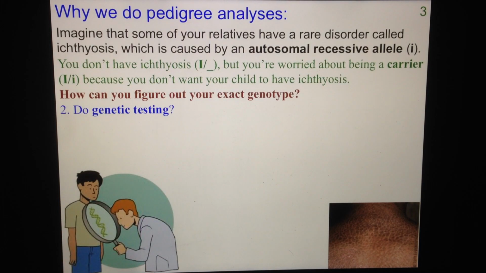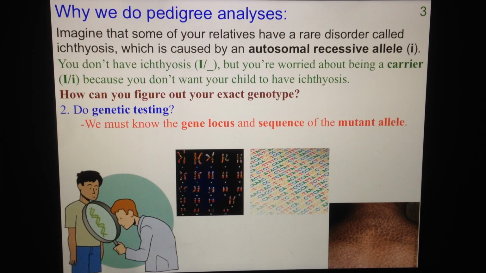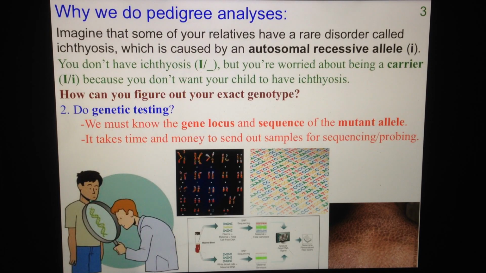Another way you could do it is maybe do some genetic testing, taking a close look at your genes to see if you have the mutant allele. But in order to do that, we have to actually know a lot about the disease already. We need to know, for example, on which chromosome and where on that chromosome that gene is located, or we need to know the exact sequence of the mutant allele so that when we look at your DNA sequence, we know what we're looking for. We know what the mutant allele actually is. So we can't do this for everything.